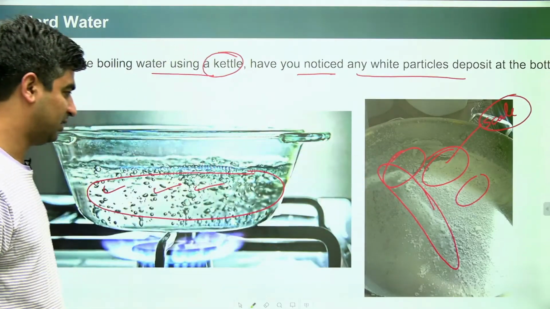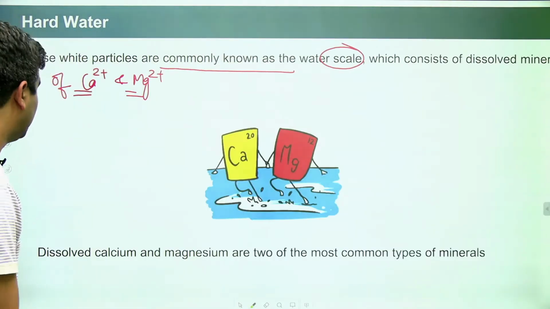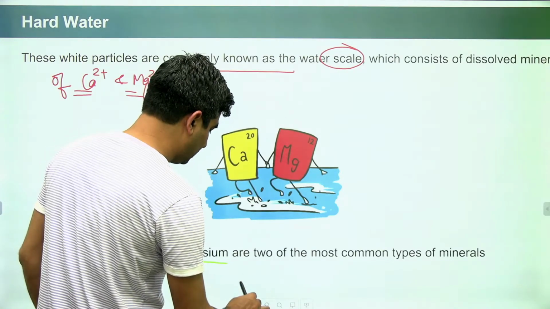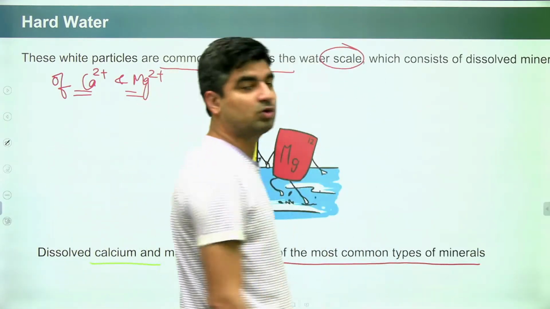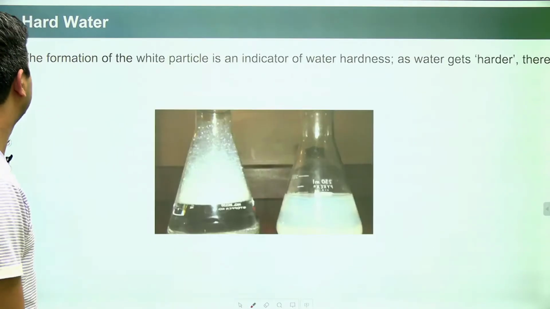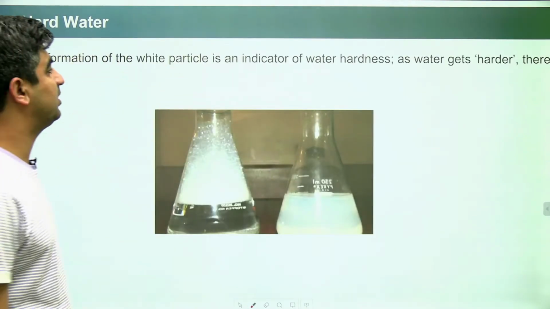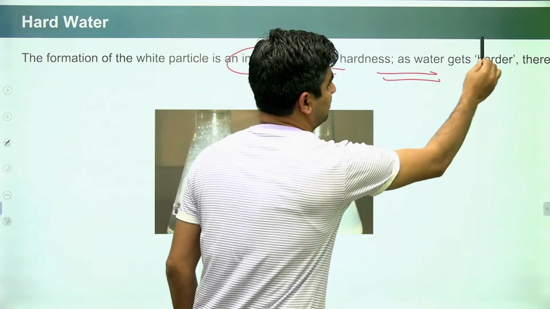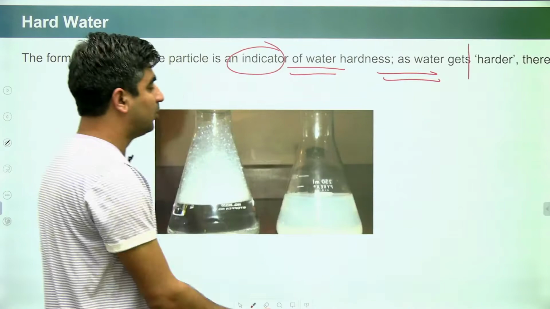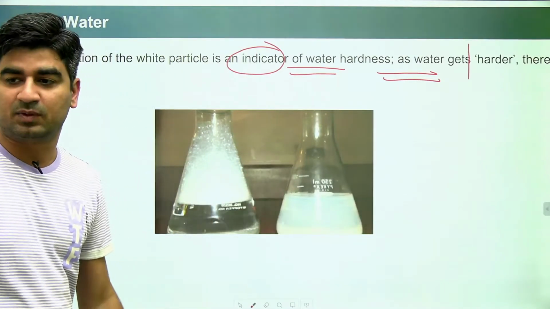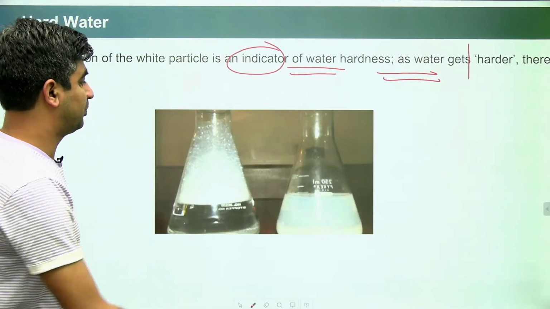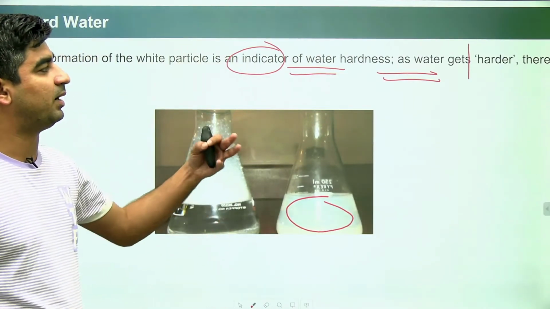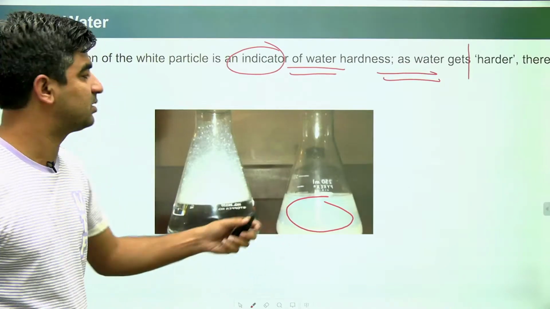So what were these particles? Now I will discuss, don't worry about it. The dissolved calcium and magnesium are two of the most commonly found minerals, right? The formation of white particle is an indicator of water hardness. As water gets harder, more and more white color particles will be precipitated, right? So this is hard water, you can see this. So more and more particles will be precipitated if water is hard.